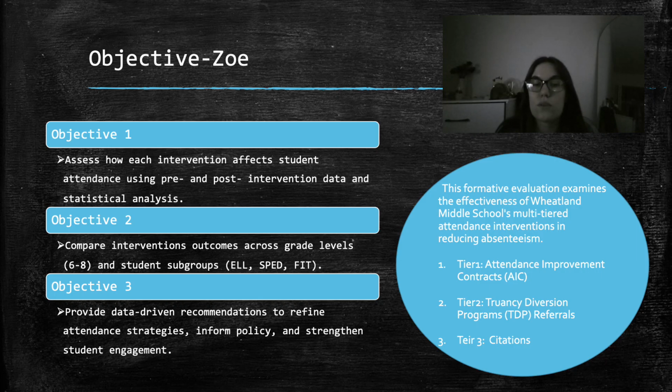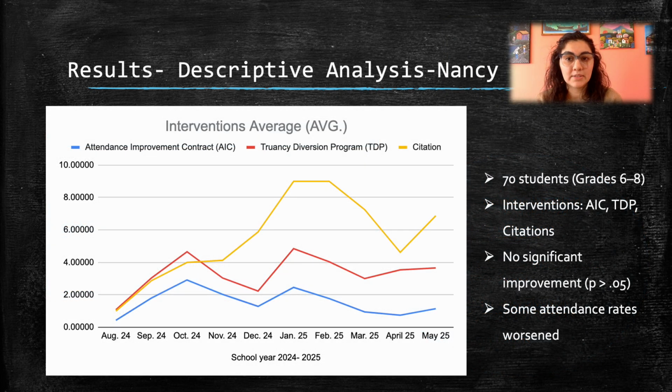Our second evaluation, which was to evaluate outcomes across student groups, involved examining effectiveness by grade levels 6 through 8, assessing differences among subgroups, including ELL, SPED, and FIT students, and then identifying which student populations benefited the most or showed limited progress. Lastly, when we wanted to develop data-driven recommendations, this section included identifying strengths and areas needing improvement in the current interventions, informing future policy, staff training, and student support strategies, and ensuring interventions effectively support diverse learners and reduce chronic absences.